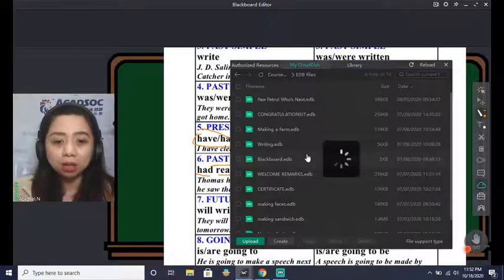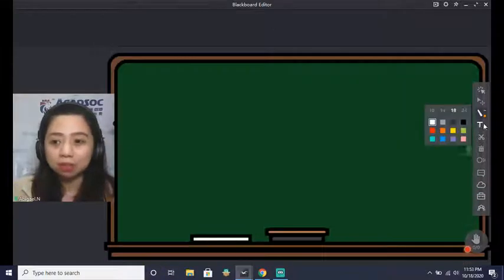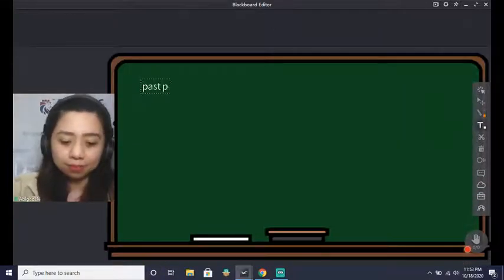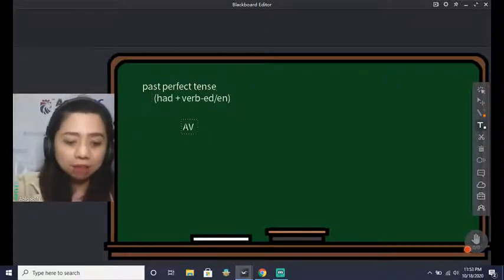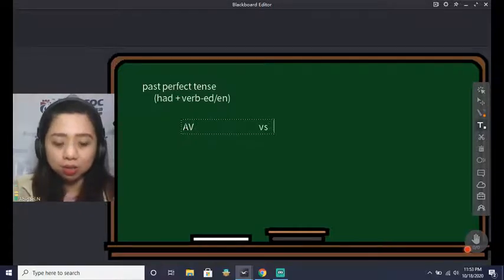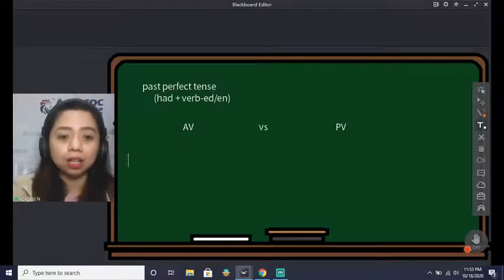Now it's our turn. Let's use past perfect tense. You remember the pattern, class? Had plus the past participle of the verb, so a verb ending with ed or en. That's the past participle of the verb. Active voice versus passive voice.